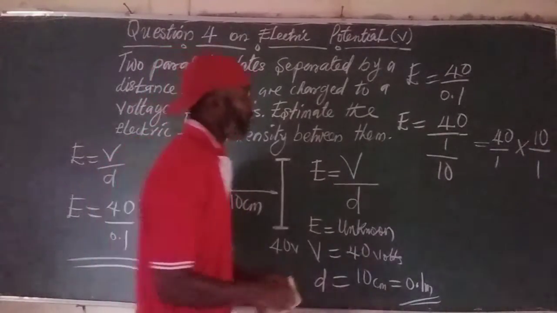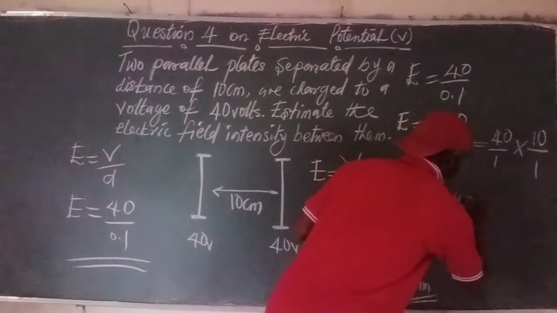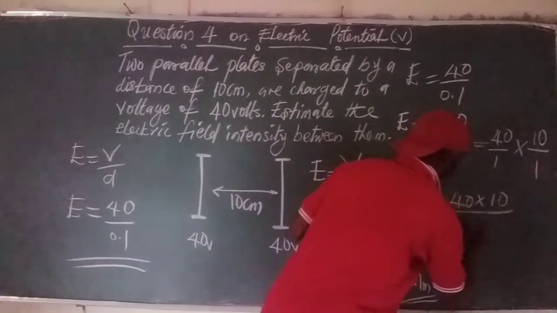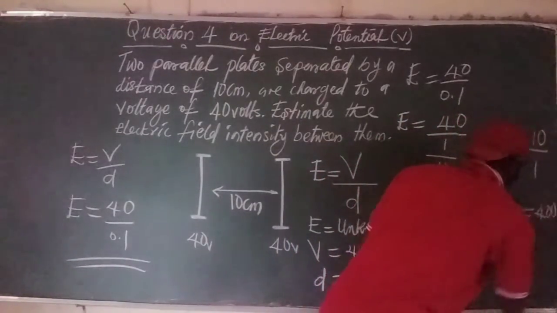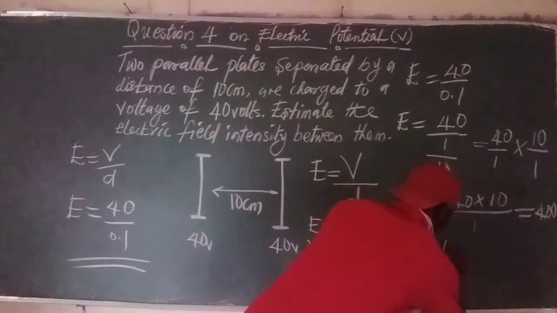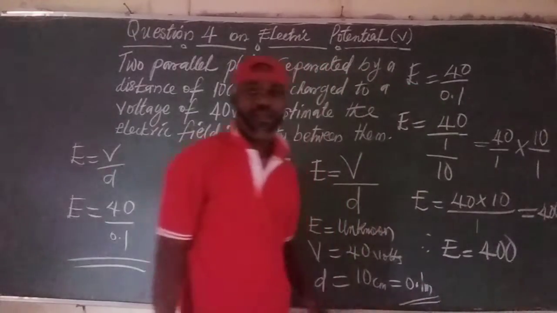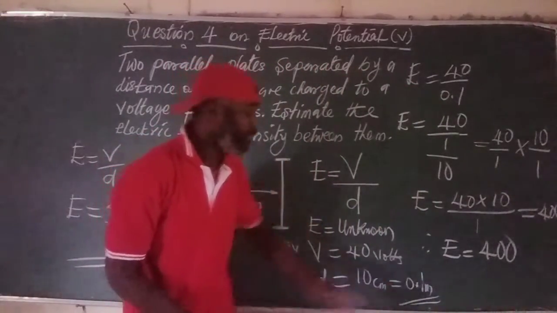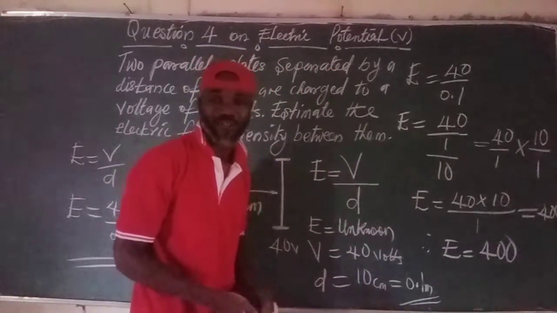So with this, we know that E is given as 40 times 10 all over 1, and 40 times 10 is 400. Therefore, E is equal to 400. Something is remaining, right? The units. We are not done yet.